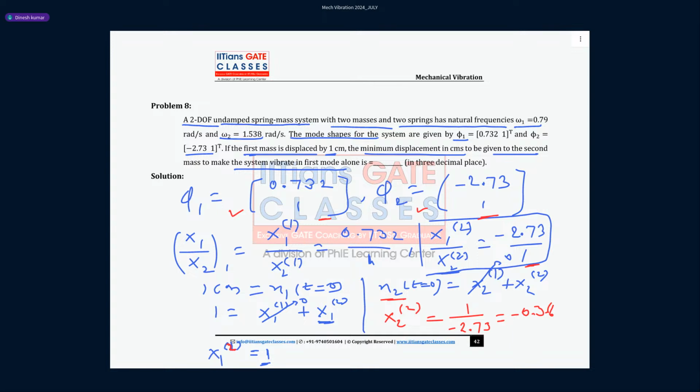X2 is the initial displacement of mass 2. So this is nothing but x2 for second mode. So finally, the initial displacement of mass m2, X2 at t equal to 0, is how much? It is minus 0.366. Clear? Everybody, is it clear? Yes or no?